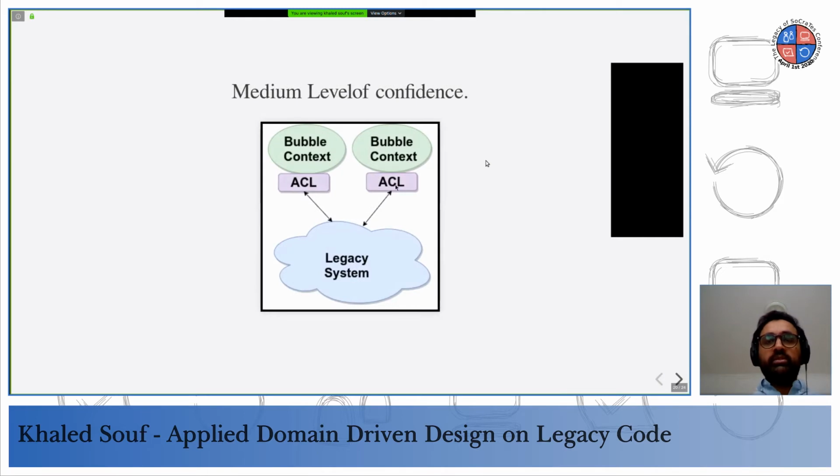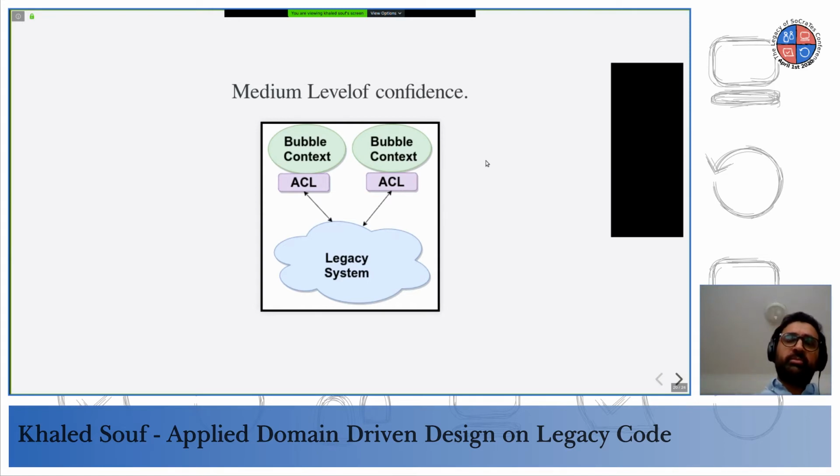Like this one. Right here, every bubble context is going to create its own mapping and its own routine of calling the legacy system. It can be directly using an existing API. It can be directly accessing the database. It can be many things. But in this case, it's something that has some kind of logic in it. It's like a use case service or something like that.